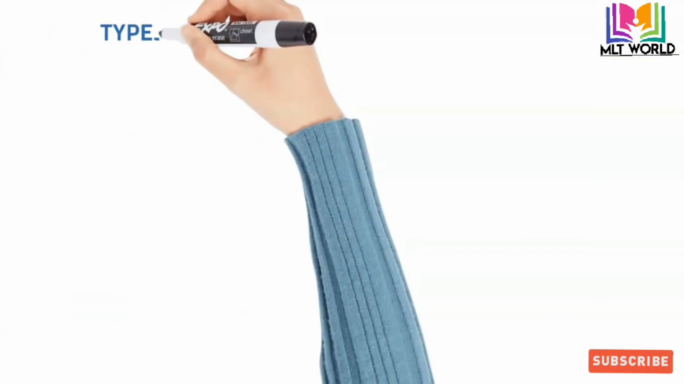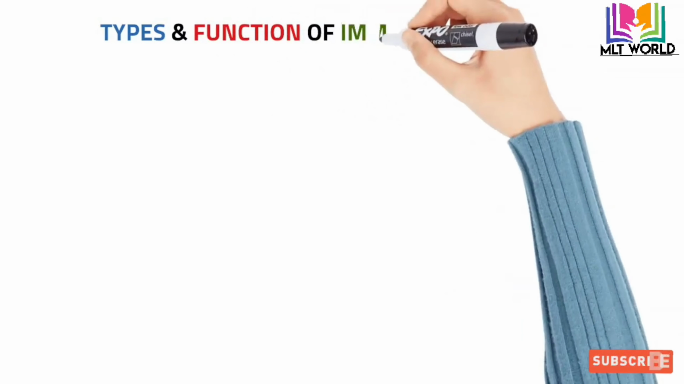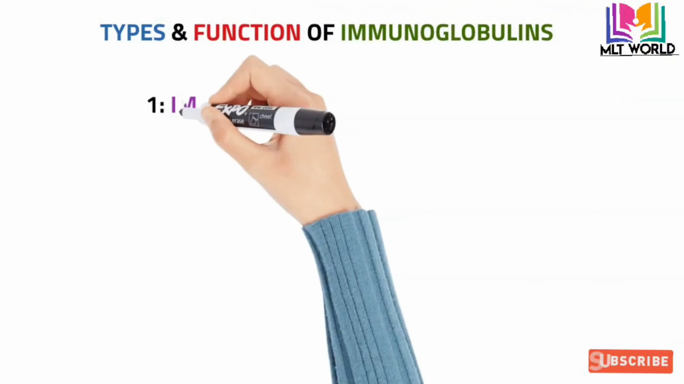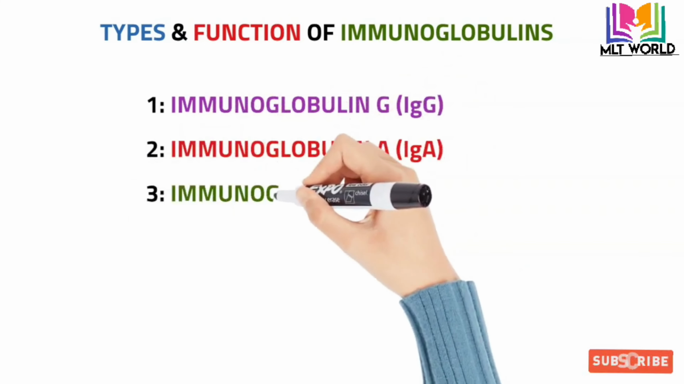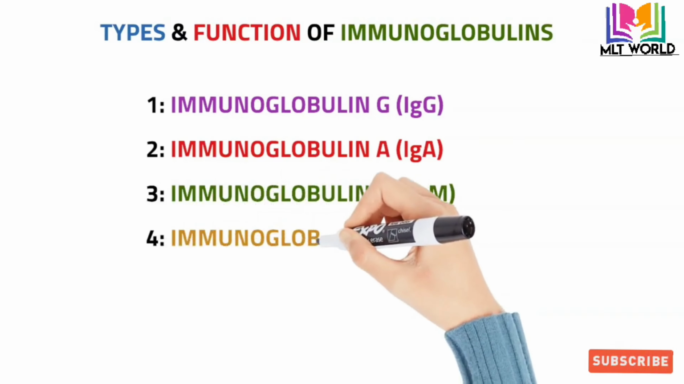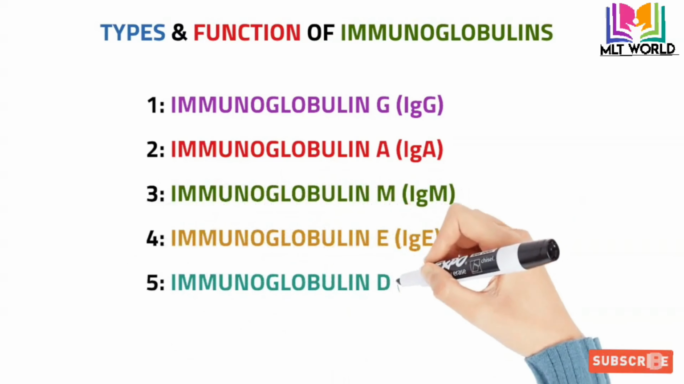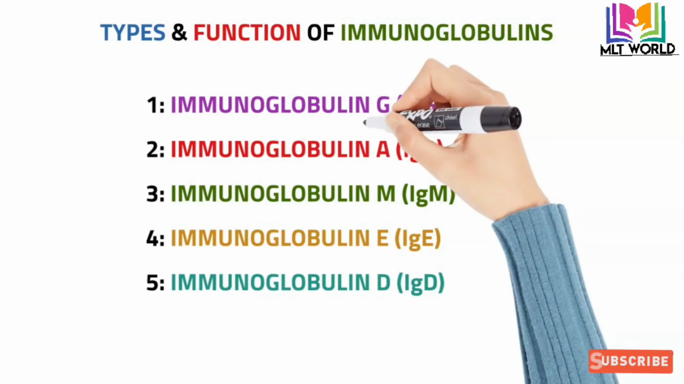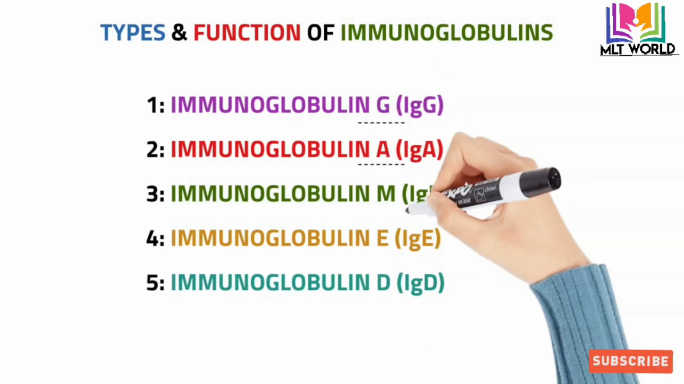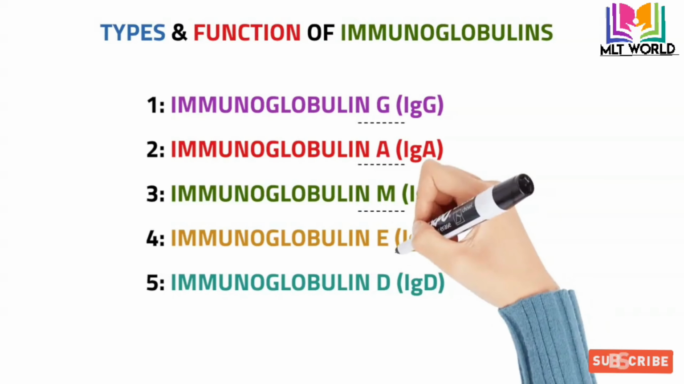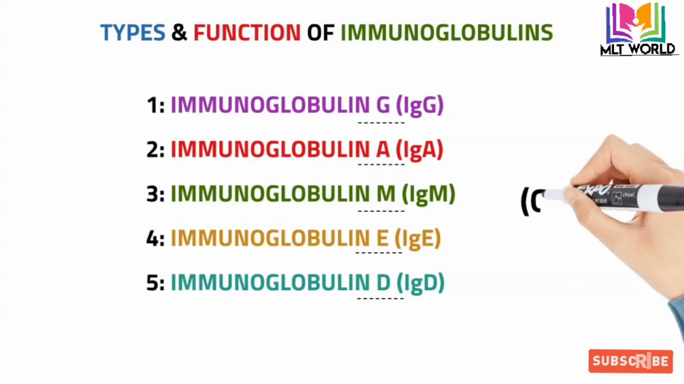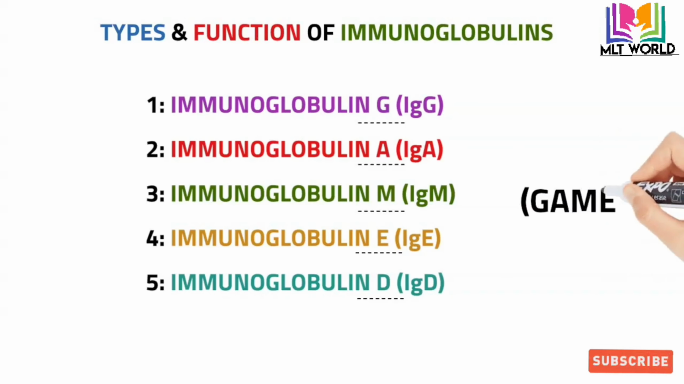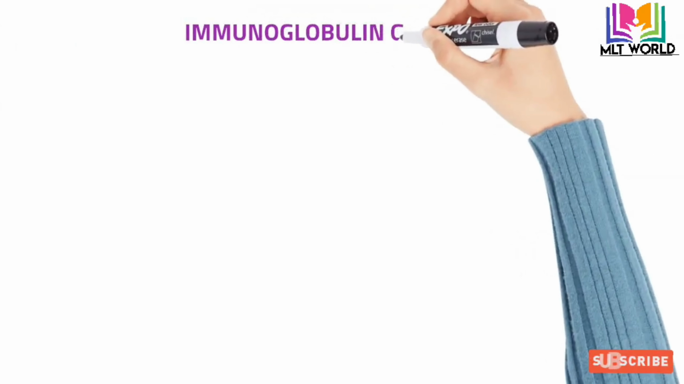Now we will start with the types of immunoglobulin, and then we will discuss the function of each type. There are 5 types of immunoglobulin: immunoglobulin G, A, M, E, D. Here is a short quick formula to remember the types of immunoglobulin. If you remember the word GAMED, it will indicate each type of immunoglobulin. So from this formula you can remember the types of immunoglobulin.